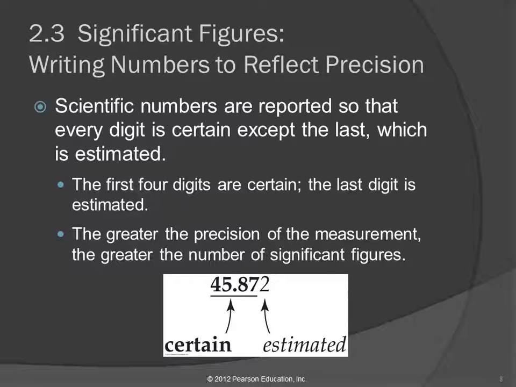Okay, significant figures. Scientific numbers are reported in a very specific way. Every digit is certain, but the last digit is always estimated. And we do this very intentionally. When you make a measurement, there is always some uncertainty.